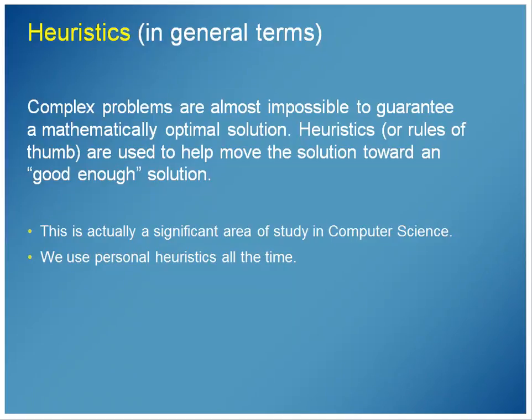This is actually a pretty big deal in computer science because computers don't have rules of thumb or common sense, or what we might call heuristics. You have to pre-program things, and it's very difficult with computers to do that. So this field of study is in computer science, but you don't need to know anything about computer science to understand heuristics. We use heuristics all the time.